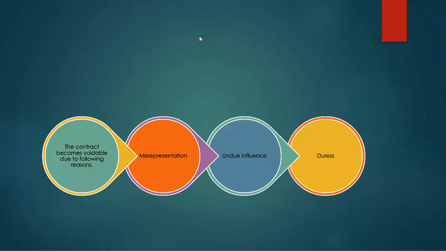So a contract becomes voidable due to a number of reasons. What are they? Misrepresentation, undue influence, duress. We'll be learning what they are. So a contract can be stopped by one party if the other party does misrepresentation, or if the other party does undue influence, or if the other party does duress.